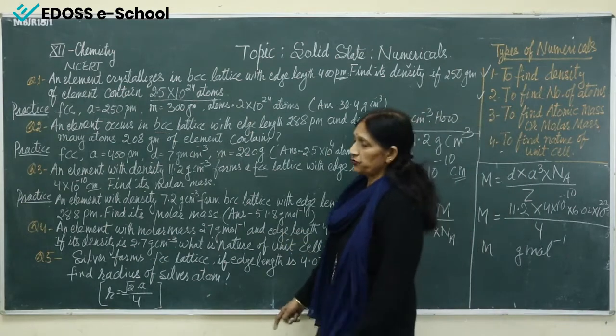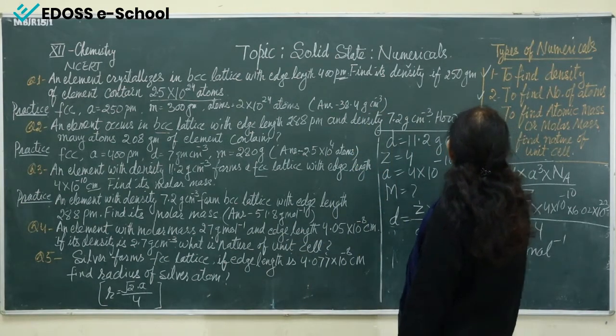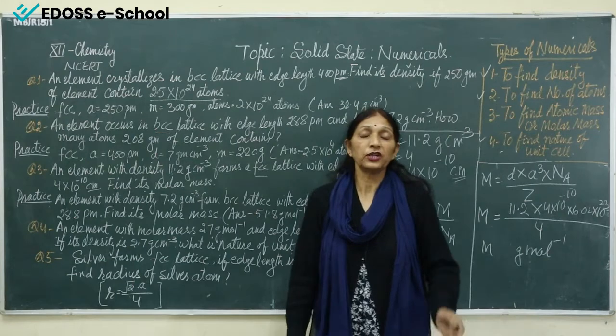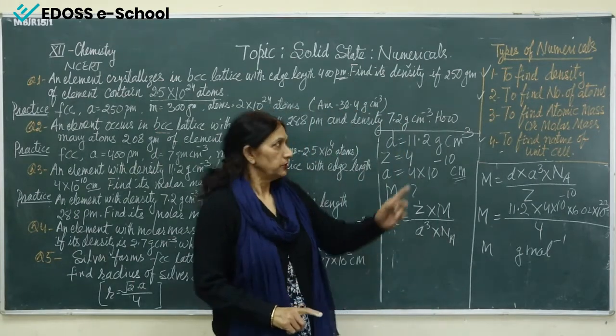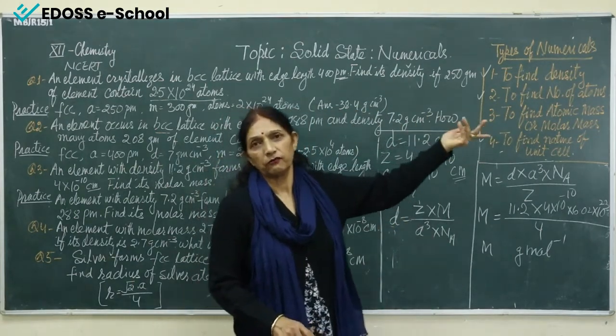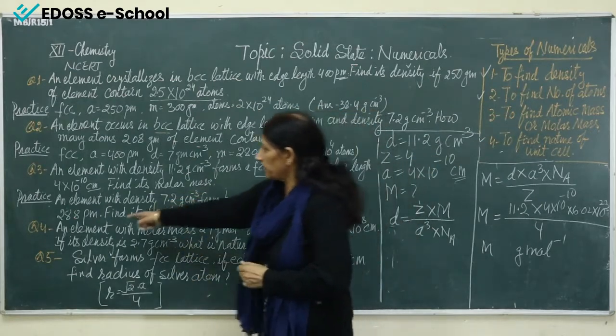Now 4th type of question, you can see, to find nature of unit cell. Now what is nature? Students get confused about how to find the nature. You can see the question. Now I am coming to the question.